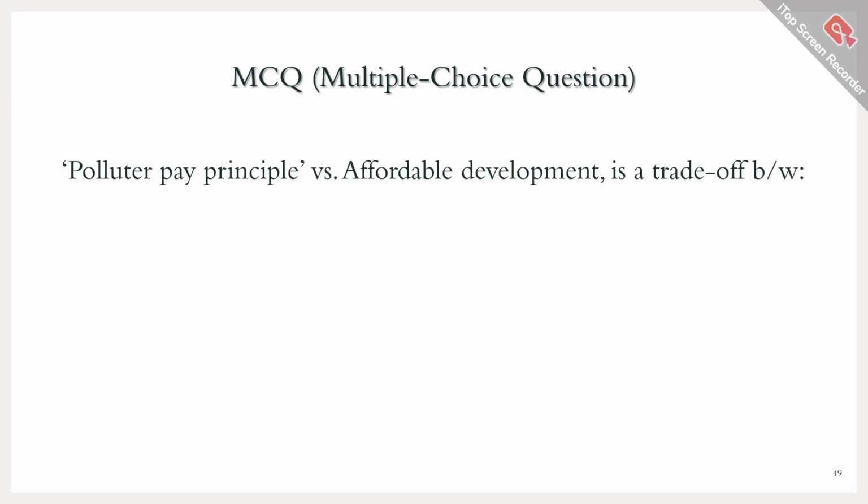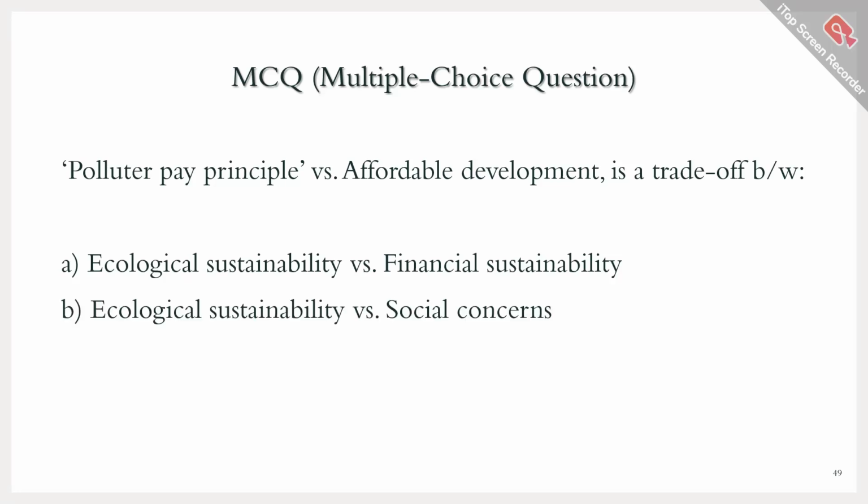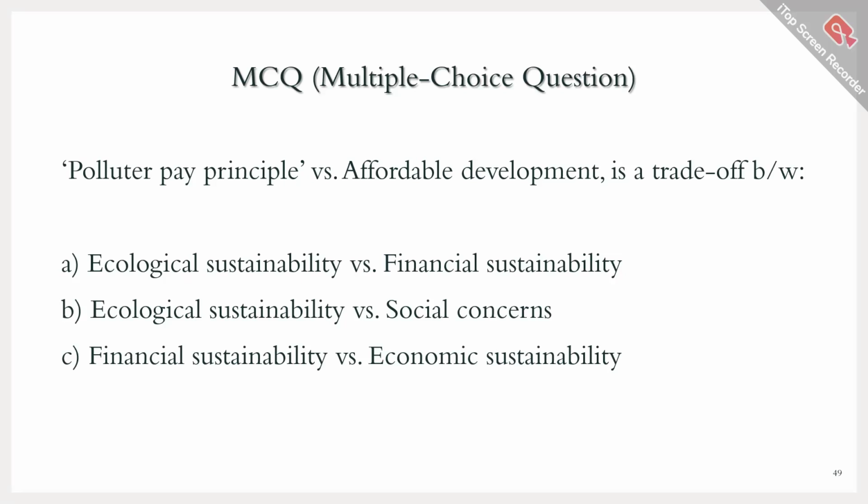Now, next MCQ, or multiple choice question: polluter pays principle versus affordable development is a trade-off between option A, ecological sustainability and financial sustainability, option B, ecological sustainability versus social concern, option C, financial sustainability versus economic sustainability, and option D, social concerns versus economic sustainability.